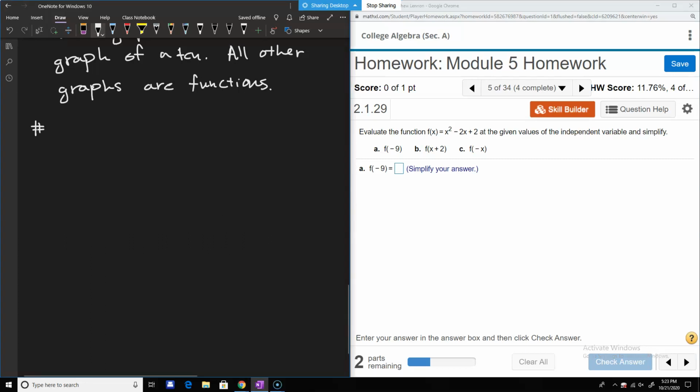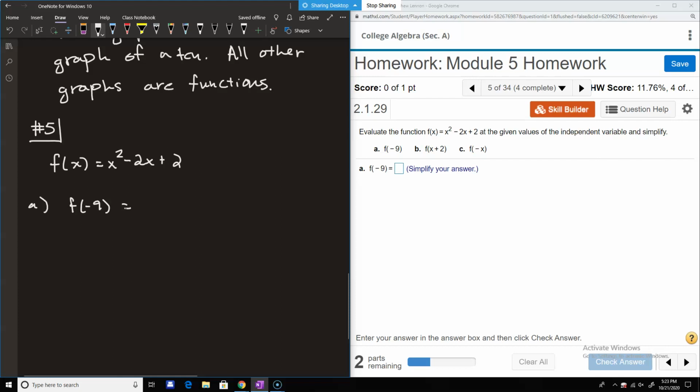So number 5, our function f of x is x squared minus 2x plus 2. So A, we want to evaluate f of negative 9. So that means just replace all those x's by negative 9 in parentheses. And it does matter that you have it in parentheses.